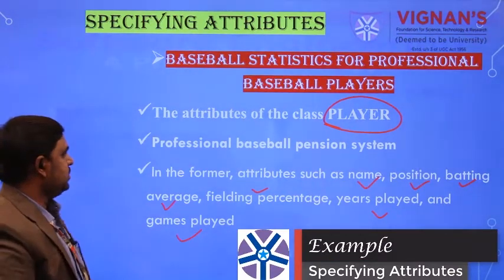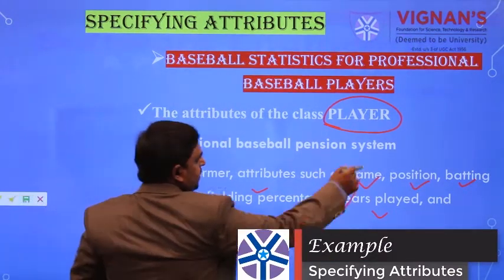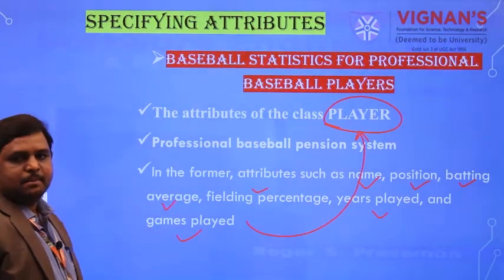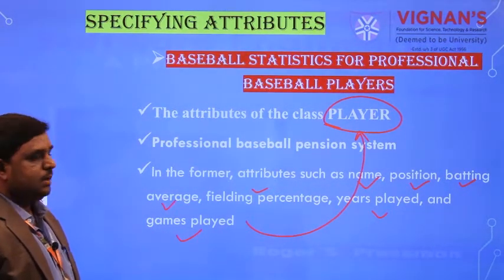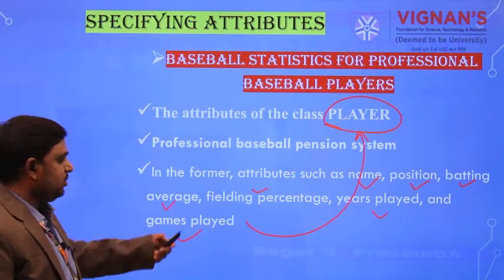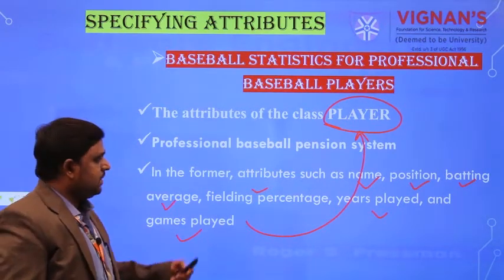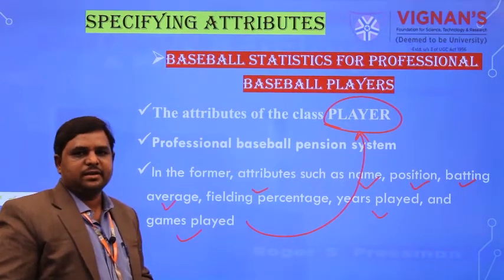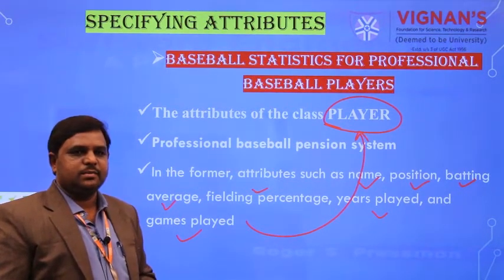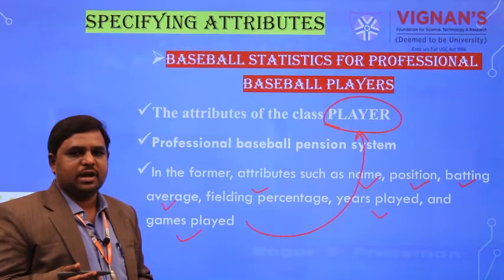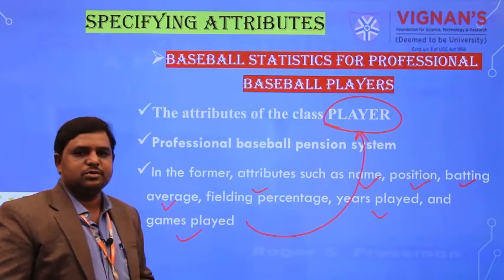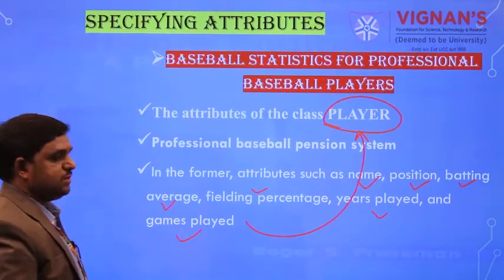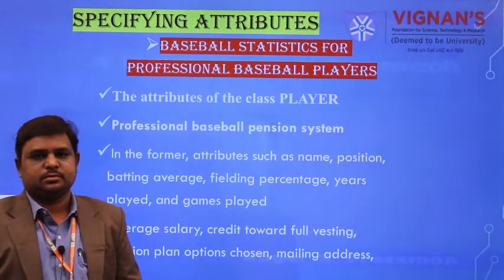So these are the attributes which are related to player. At the same time, if you are going to develop a pension system for those professional baseball players, the attributes are going to change. So in that one, we need to add some more attributes like what is his salary, what is the annual income, and how much we are going to have deductions. All these attributes we have to include. So this is one example for specifying the particular attribute.